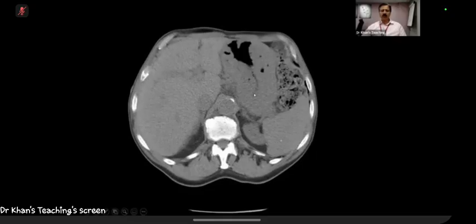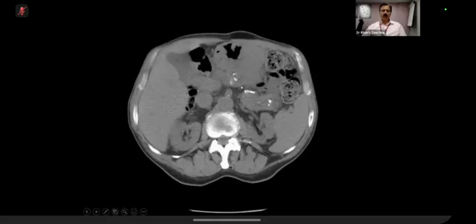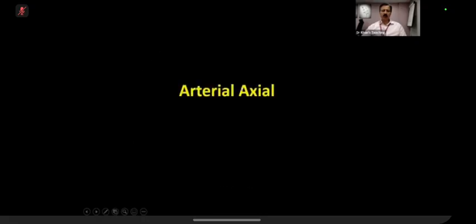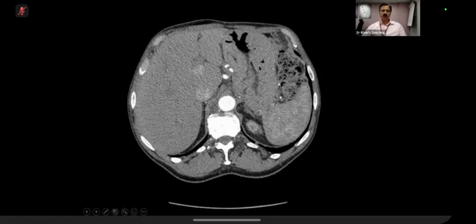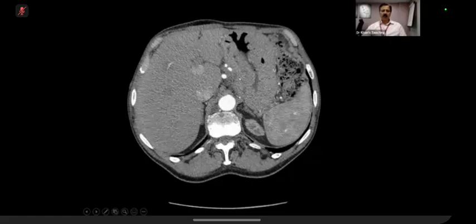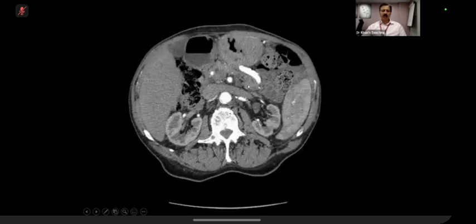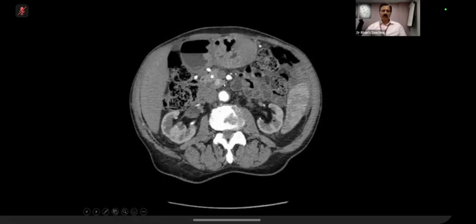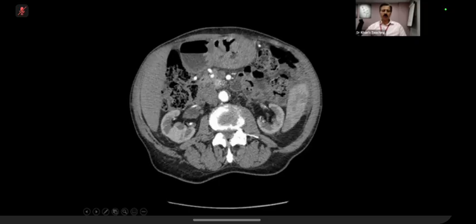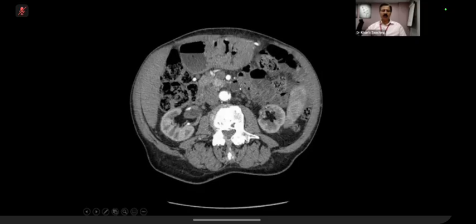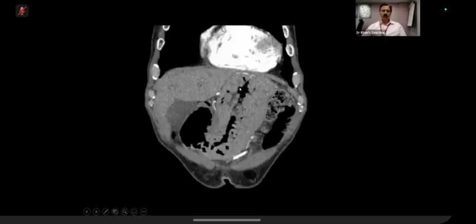Now, on this non-enhanced, you can see a bit of thickening of the stomach. And on this arterial phase, you can see this enhancing liver lesion. And then you can see something here. If you see, this is the uncinate process of the pancreas, and you can see this enhancing nodule.